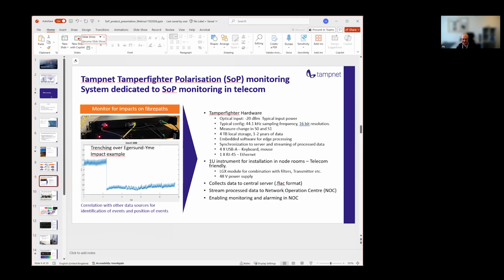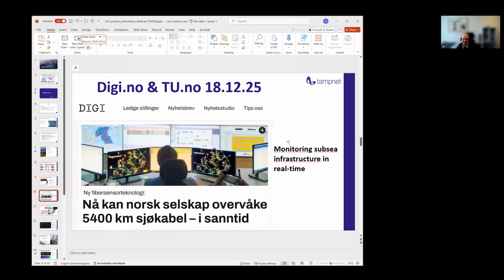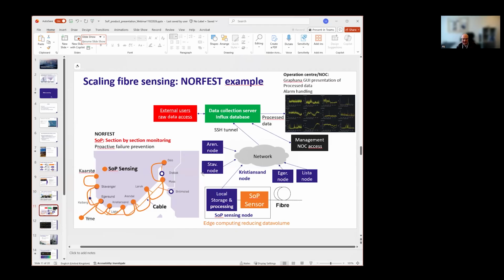And then the process data we can stream to a Network Operation Center for monitoring and alarming. So we have deployed this on quite a large part of our infrastructure, most of the infrastructure. And this is an example. It's a cable going from Kårstø, Stavanger to Oslo, like 700 kilometers along the Norwegian coast. And what we do here is to have a polarization instrument on every landing along the coast. So we measure section by section.